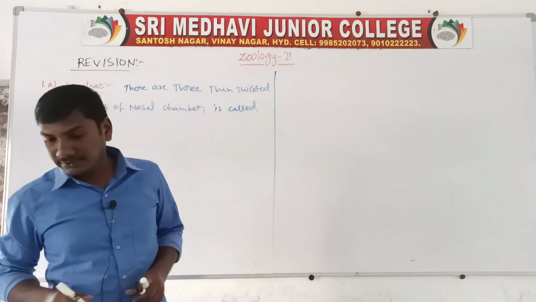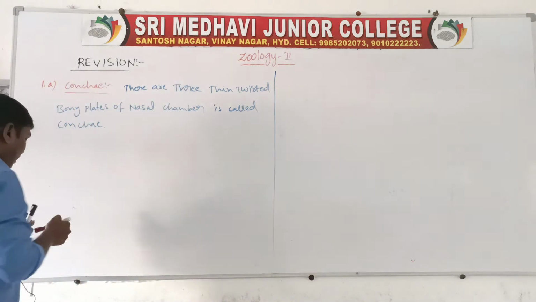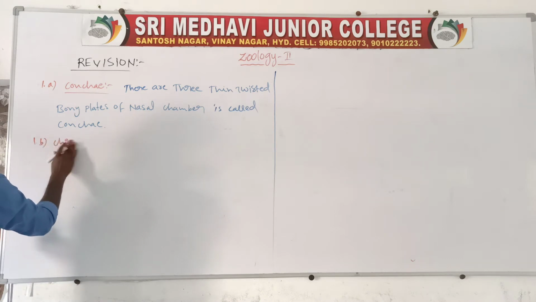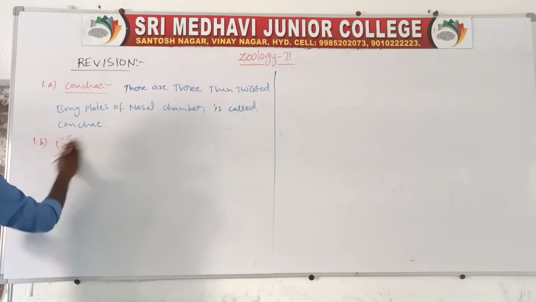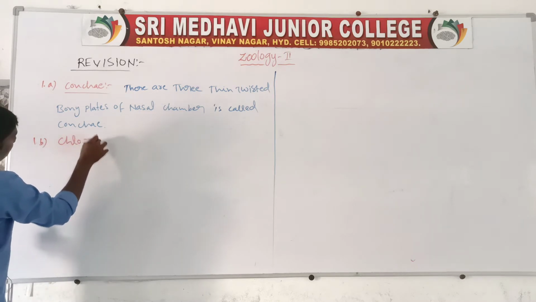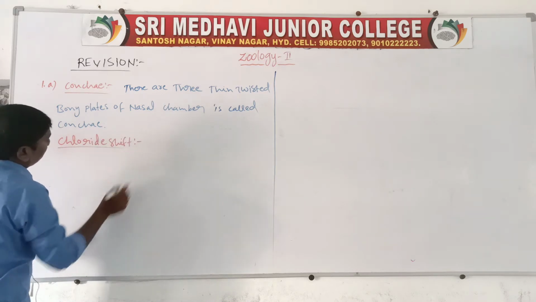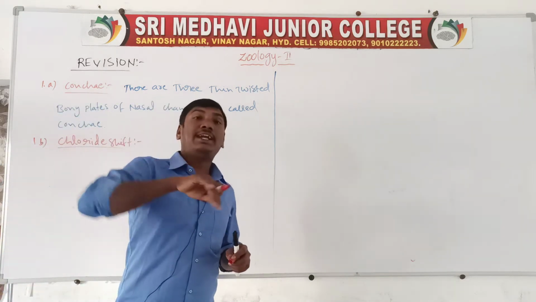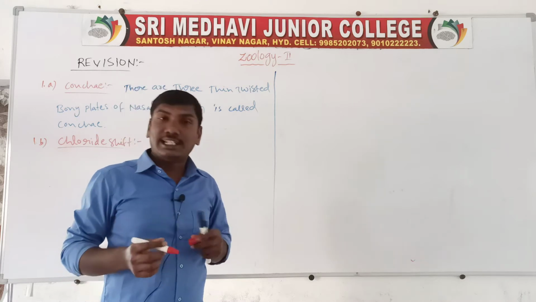Next question: what is chloride shift? 1B. Chloride shift is the exchange of chloride and bicarbonate ions between the RBC and plasma of the tissues.